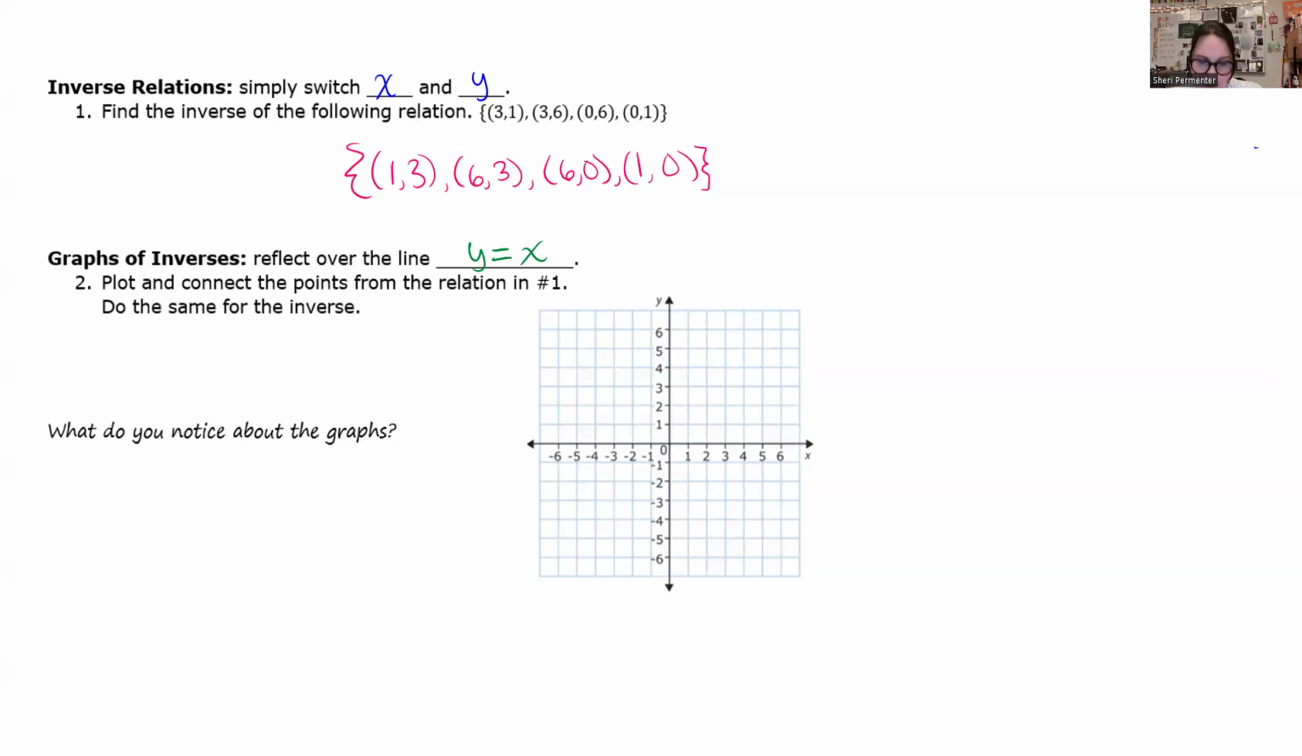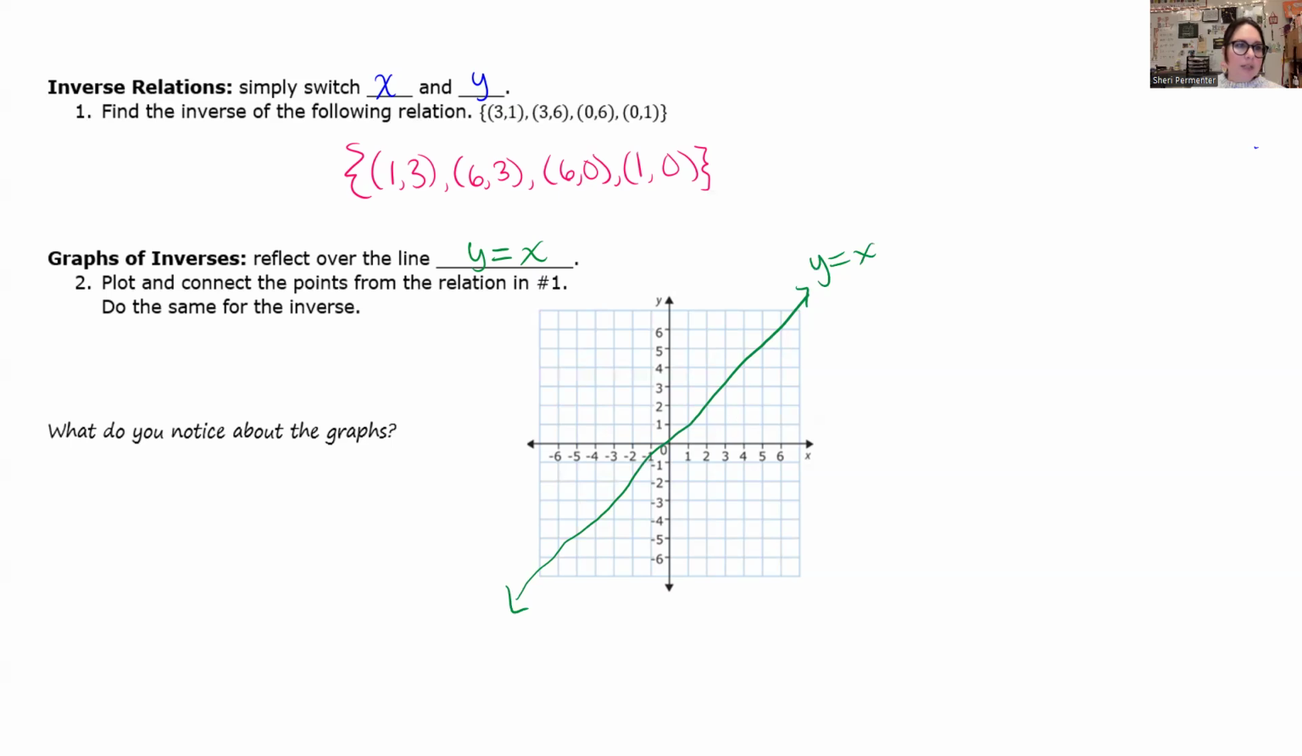Let's see if I can get this on here. Okay, there's the line Y is equal to X. Sorry, it's hard to draw straight lines with this pen, but it is a line that goes through the origin and the slope is up 1 over 1. So it's going to go from corner to corner. So it's the line Y is equal to X. And inverse functions reflect over this line. And when we graph this, you'll see what I mean.